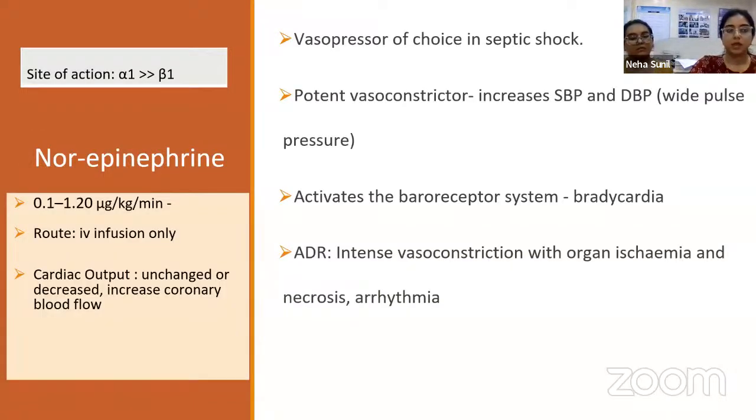Norepinephrine: the site of action is alpha-1 and beta-1. We give it at a dose of 0.1 to 1.2 micrograms per kg per minute, through IV infusion. It is the vasopressor of choice in septic shock. It is a potent vasoconstrictor, and it increases SBP and DBP. It activates the baroreceptor system, so we can also see bradycardia with this. The adverse reactions include intense vasoconstriction with organ ischemia and necrosis, and arrhythmias.